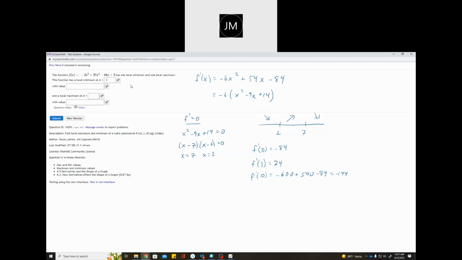Okay, and I get negative 73. If you plug 2 in the derivative, you're just going to get 0, of course. But that's not what it's asking. All right, and then at 7, it goes up and comes down. So at x equals 7, that's where I have a local maximum.